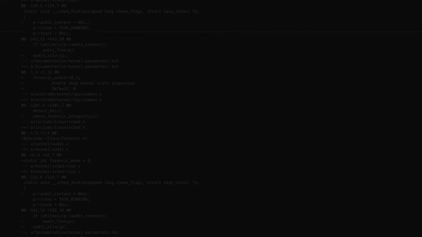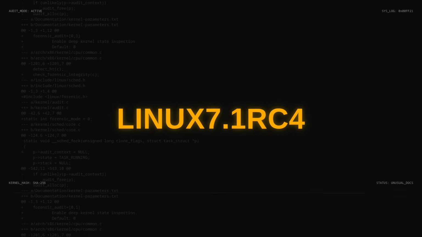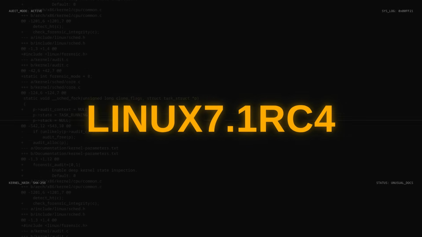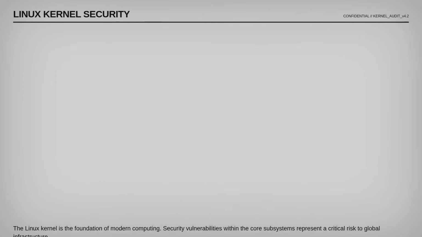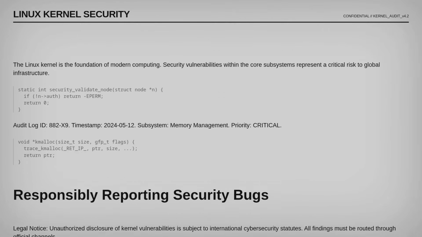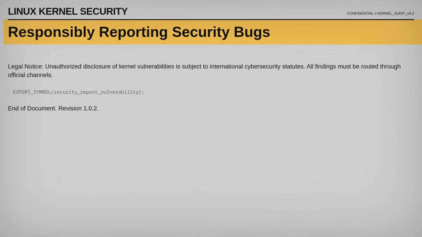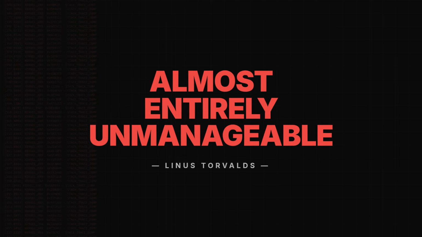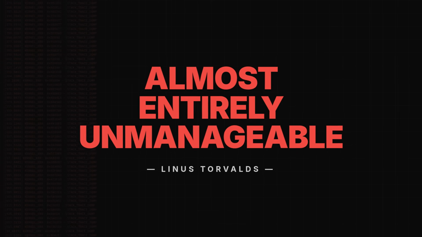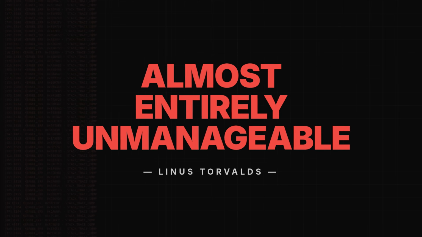Finally, we need to talk about AI and how it is causing chaos for the Linux kernel security team. The release of the Linux 7.1 RC4 kernel pre-patch this week included some unusual new documentation. It was not about a new feature or a hardware driver. It was specifically about how to responsibly report security bugs. Linus Torvalds and the kernel maintainers are pushing back hard against a massive influx of AI-generated bug reports. According to Torvalds, the continued flood of AI reports has made the security mailing list almost entirely unmanageable.